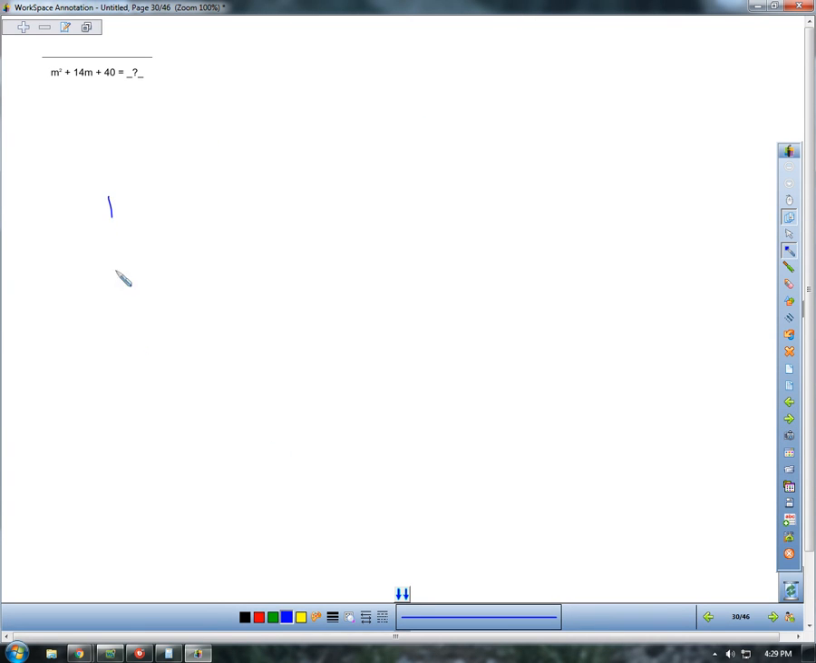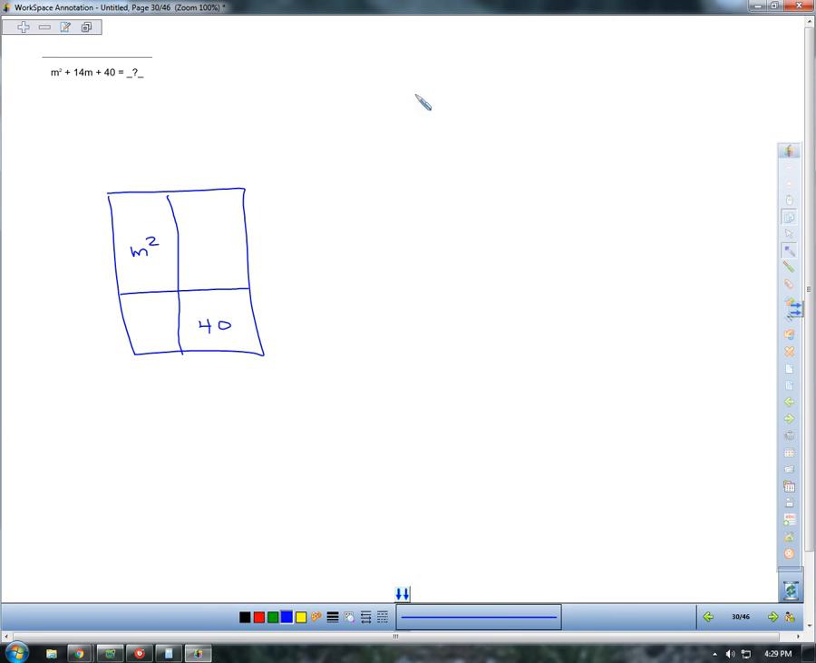Moving on to this one, start off with the box. And I have m squared and 40. So I have a positive 40 and a positive sum. So that means I have a positive times a positive. Well, what do I multiply to get 40? If I do 8 and 5, that's equal to 40, but 8 plus 5 is not 14, it's 13.